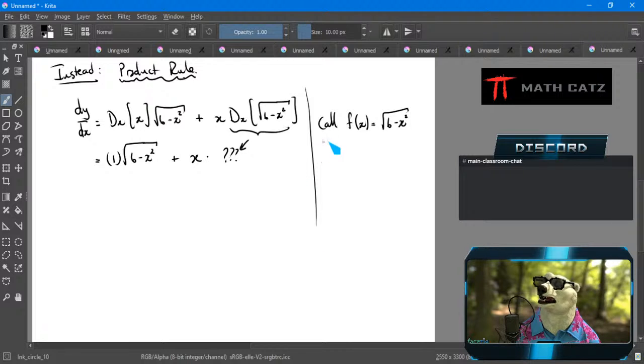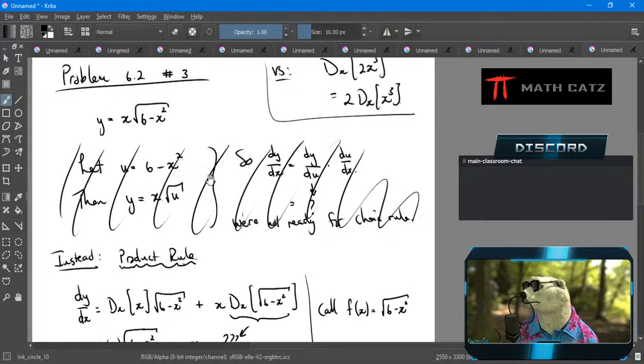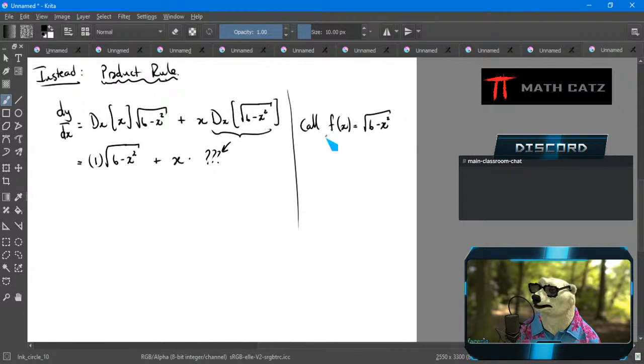That means I need to rename just this portion. It's not the original function. I can't call it y. Right? y was x times the root. I'm just interested in the root. So I call it something else. Call it whatever you want. Don't call it y. Then, I'm going to say my inside function is u equals 6 minus x squared.